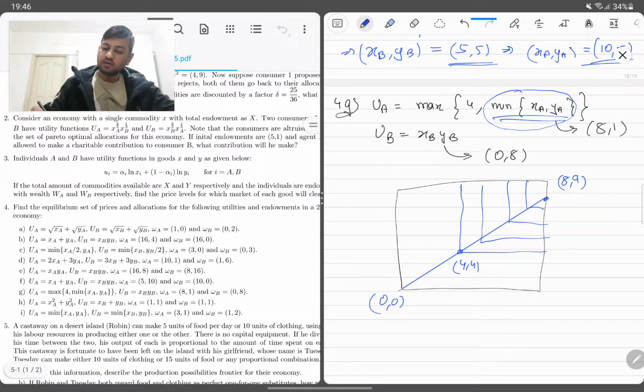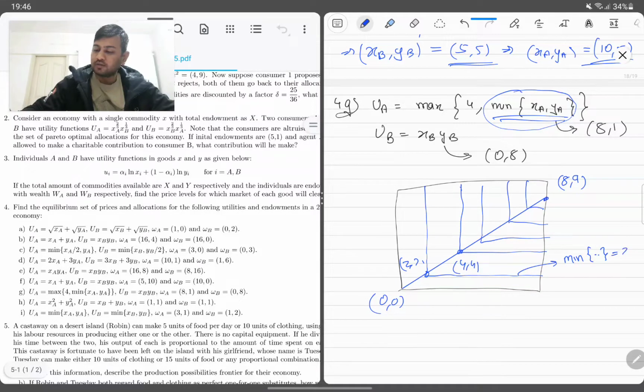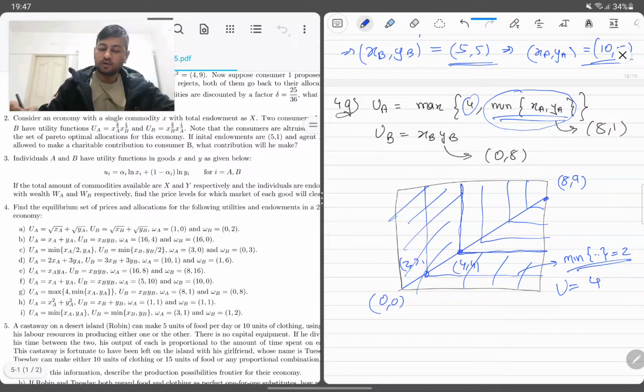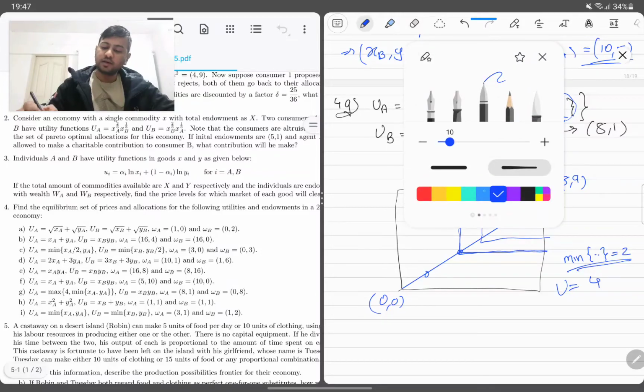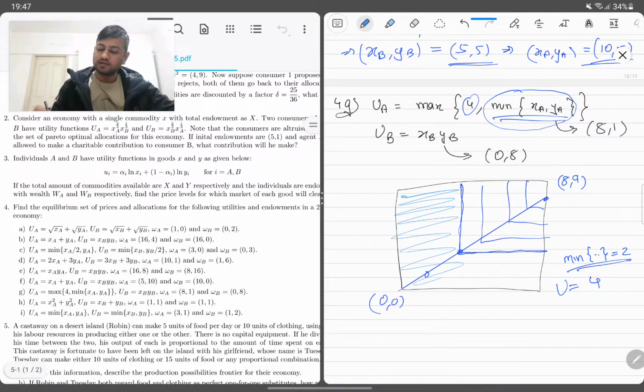Now whenever this min value is less than 4, suppose this is the curve starting at 2 comma 2. This particular curve corresponds to min of XA comma YA equal to 2. So what will the utility be? Utility is max of 4 and this, so utility will be equal to 4. So basically below this IC, everywhere the utility will be 4. So this entire region will correspond to a single IC, which is utility level 4. Above this, the IC will change.